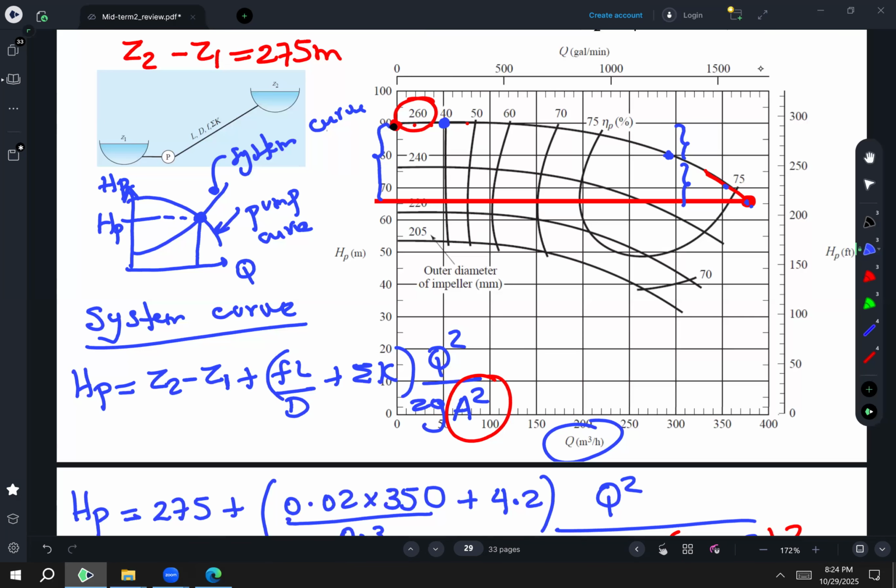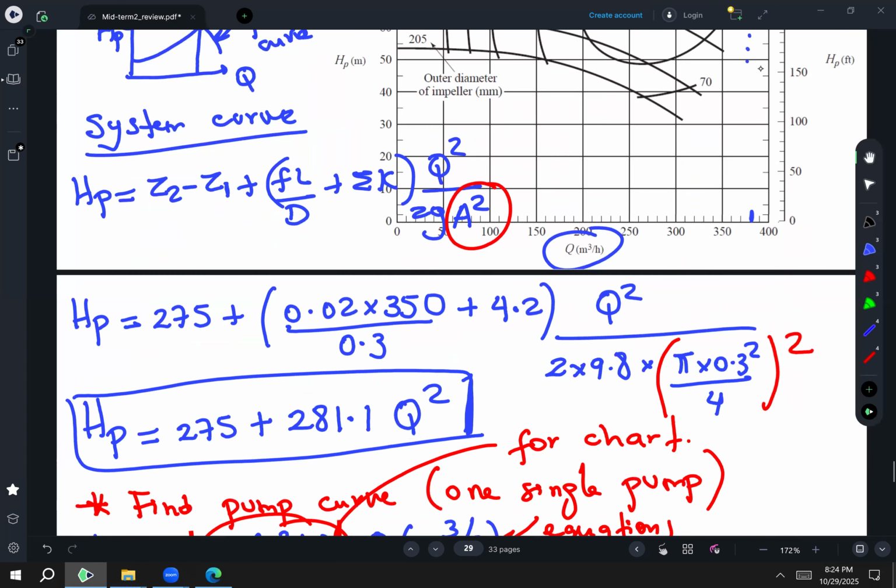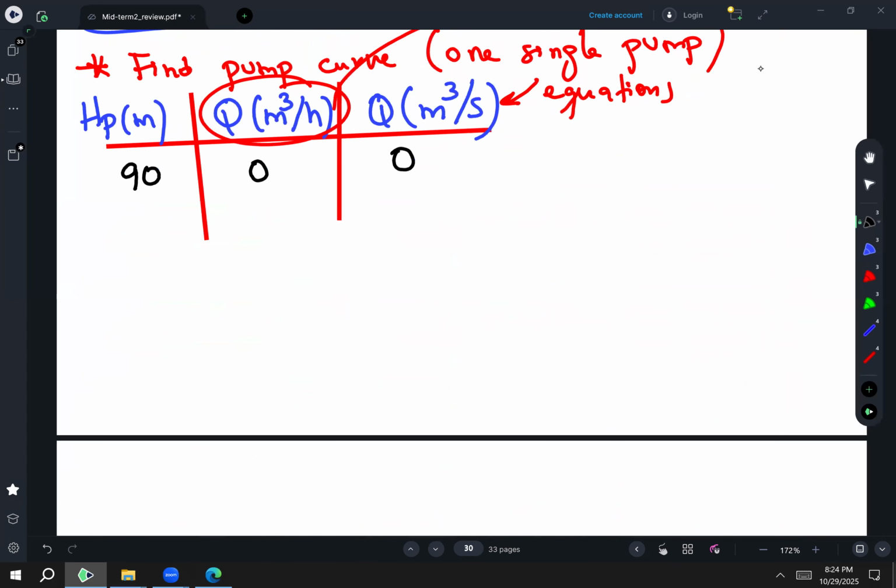And the flow discharge will be about 380 cubic meters per hour. So it's going to be 66, and this is going to be 380. To convert to cubic meters per second, we have to divide by 3,600, because 1 hour is equal to 3,600 seconds. So that will give me a value of 0.1055.